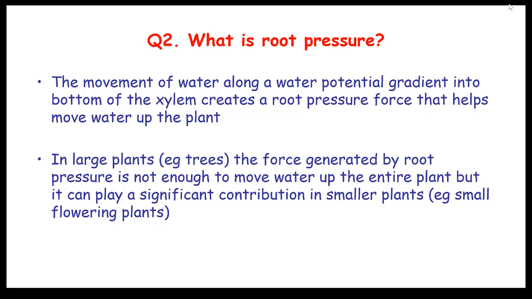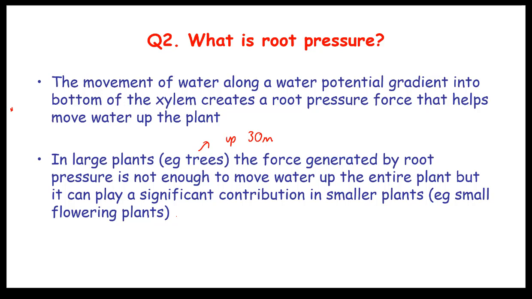Now, in large plants, for example trees, the force generated by root pressure is not enough to move water up the entire plant, but in a very small plant, it may be the main way which moves water. Some trees can be up to, let's say, 30 meters. So that little push at the bottom in the roots isn't enough to move it over that distance. It must be something else moving it over that distance.